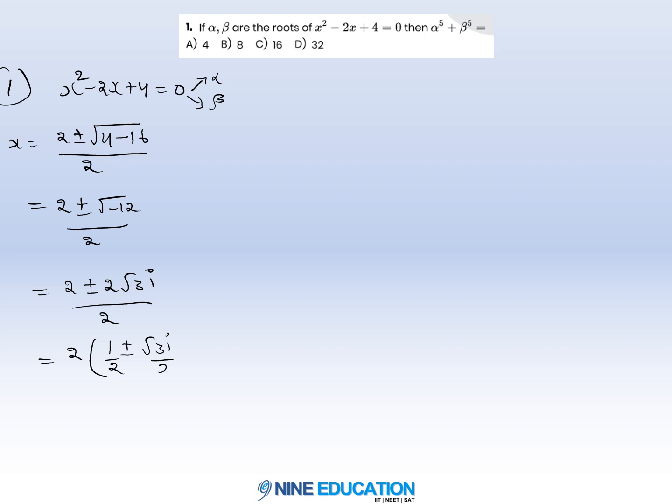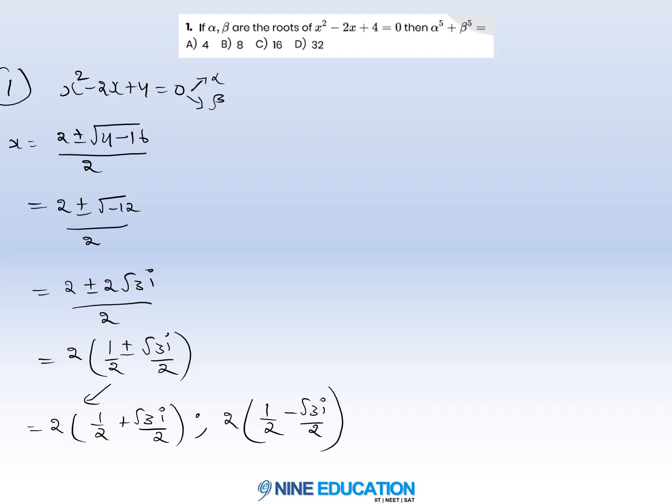So by 2 I'm writing separately. One root will be 2 into 1 by 2 plus root 3i by 2. Another root is 2 into 1 by 2, take the minus sign now, minus root 3i by 2. So we know the cube roots of unity, where omega is minus 1 by 2 plus root 3i by 2, and omega square is minus 1 by 2 minus root 3i by 2.